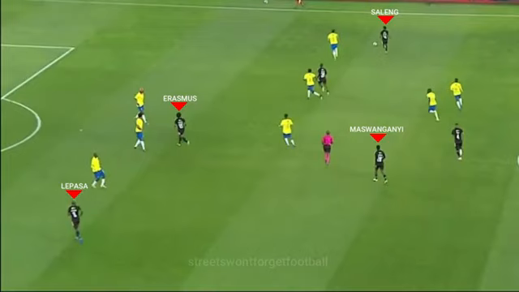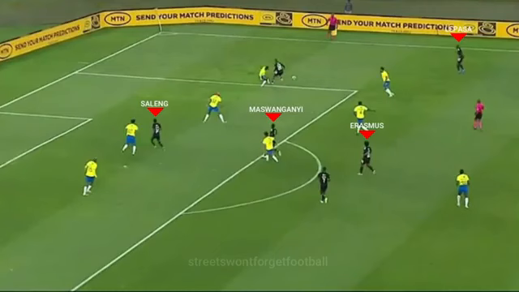In this image, you can see Lepasa is at left wing, with Erasmus as the center forward, Saleng on the wing, and Maswanganyi slightly behind them as the number 10. But then in this clip, it is Saleng who is the center forward, with Lepasa at right wing. Maswanganyi has drifted in from left wing, with Erasmus as the number 10. These rotations are very common at Pirates. I will explain later on the importance of player rotations.